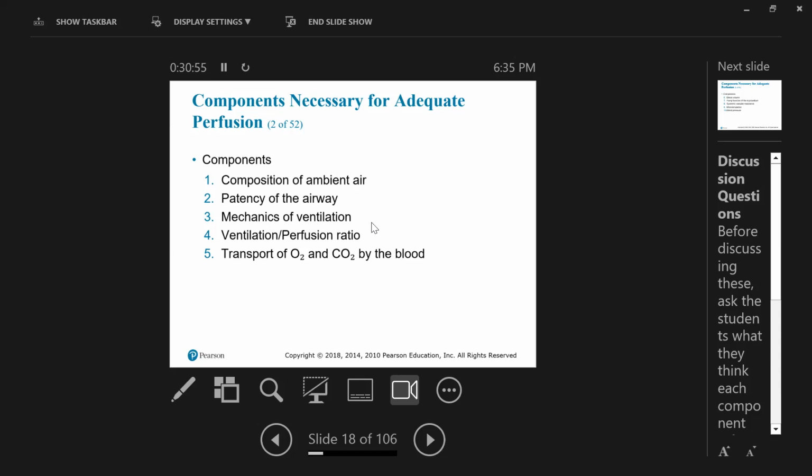And of course, there's no mechanics of ventilation. Let's say the airway is open, there's enough oxygen outside, but he's not breathing. What do you do? You get a BVM and blast him with positive pressure, lots of oxygen. Okay.